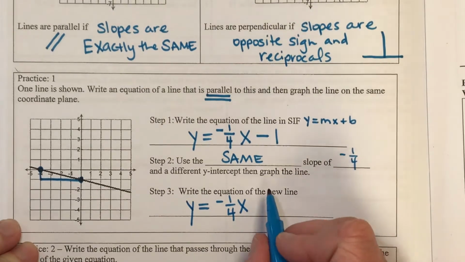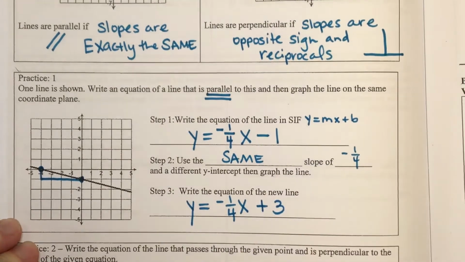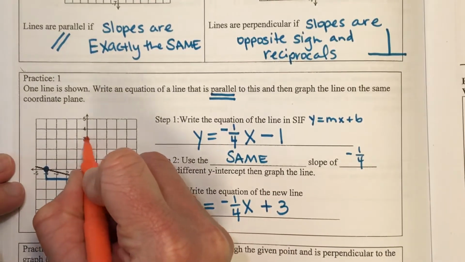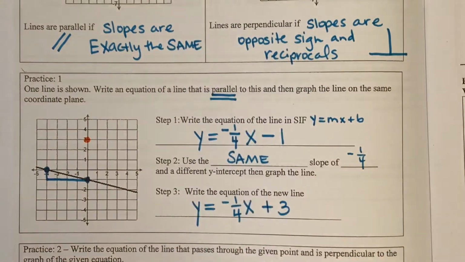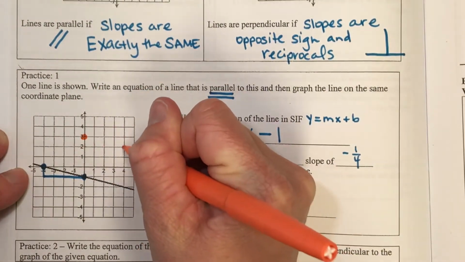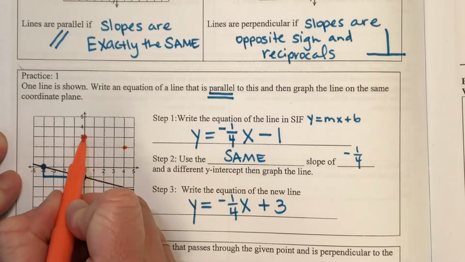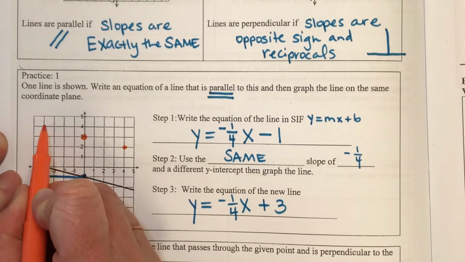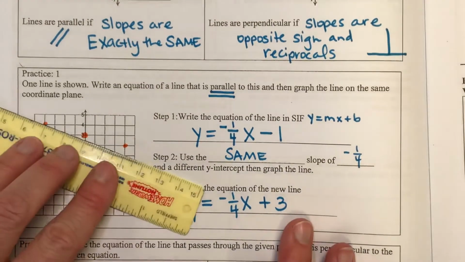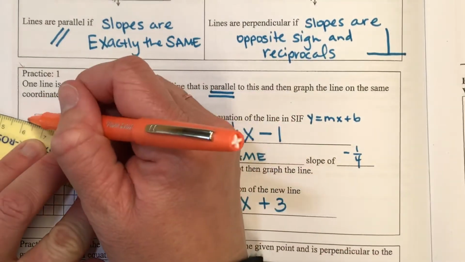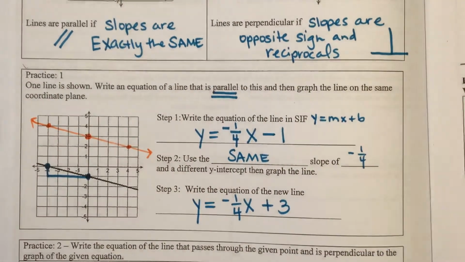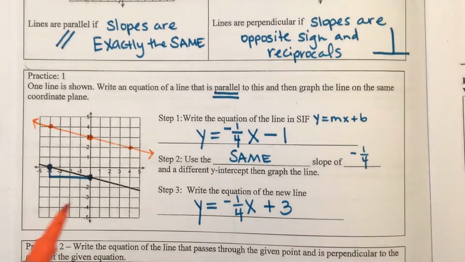How about let's pick the number positive 3. If I pick positive 3 as my y-intercept, my lines will now not touch if they go in the same directions, down 1 over 4. And if I work backwards, up 1, left 4. If I connect those 3 points with a line, you'll see that these lines are indeed parallel. They go in the same direction and they never touch.